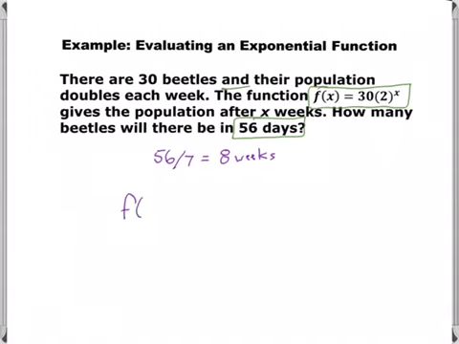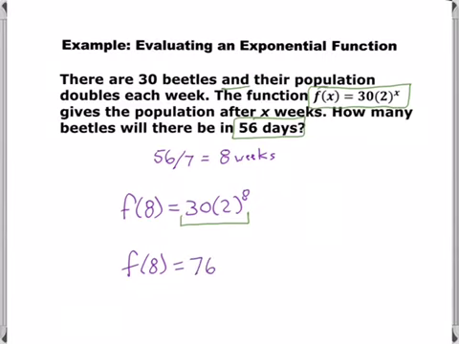So we're going to take f of 8 equals 30 times 2 to the 8th power. So once again, we want to plug this into our calculator, and we should figure out that after 8 weeks, the population of beetles is right around 7,680 beetles.